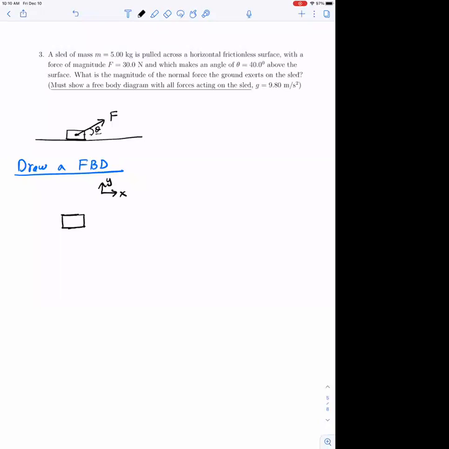And what are the forces acting on this sled? Well, one is we know that there is this force F that's going in this direction, like so, at some angle theta. We know that there is the force of gravity downwards. So the force of the weight of the object, that'll be mg.